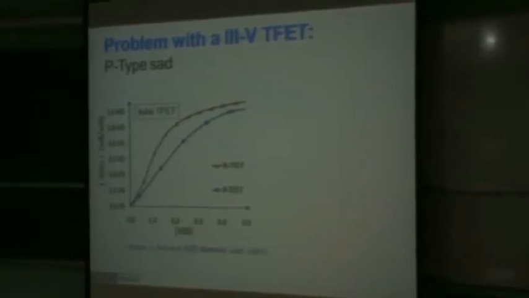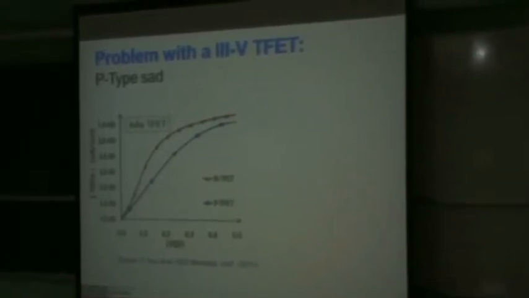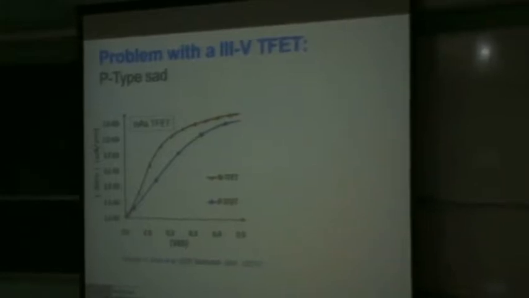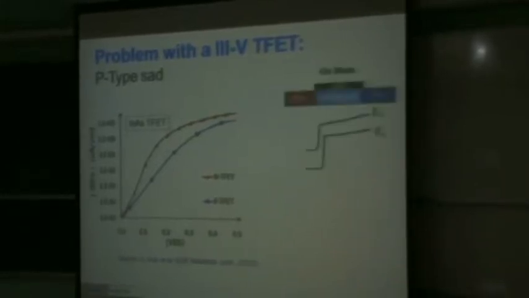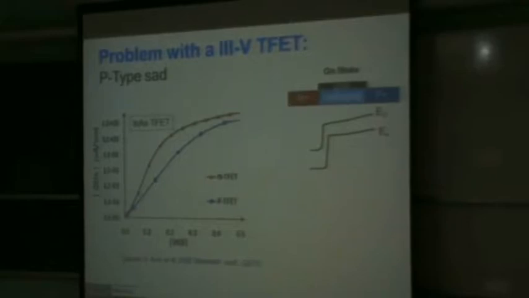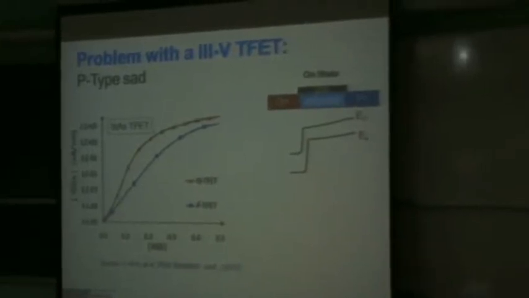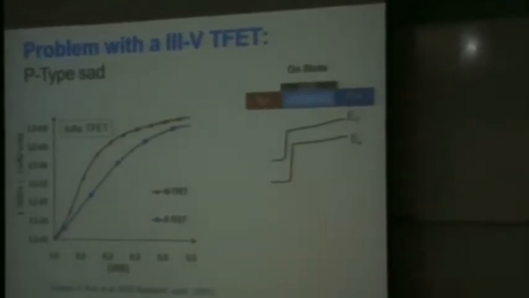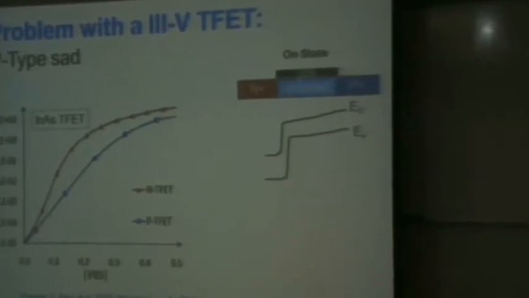And why is that? Well, I'm going to show you a simplistic but accurate reason here. If you look at the P-type tunnel FET, you actually have an N-plus region here. And so there are really two components to the current.